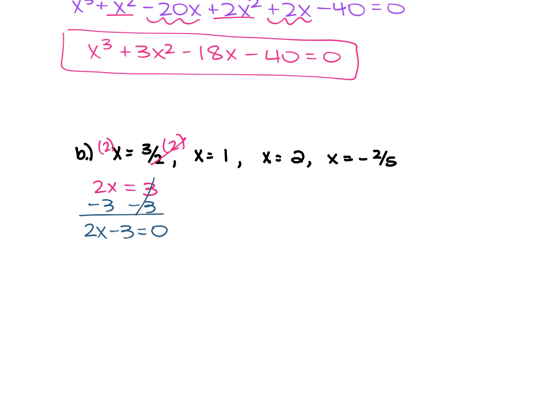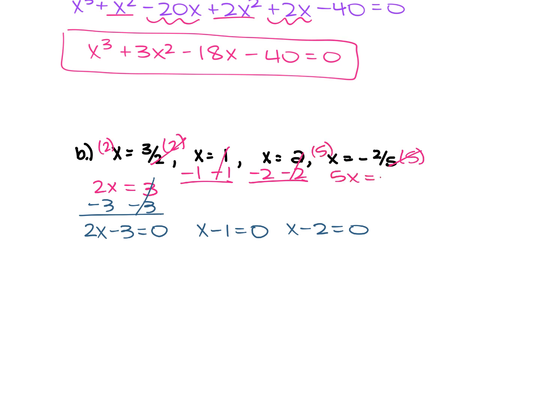For x is equal to 1, we move the 1 over by subtracting it, so we get x minus 1 is equal to 0. For the x is equal to 2, move the 2 over by subtracting it, we have x minus 2 is equal to 0. Now this x is equal to negative 2/5, same thing as the first one. We're going to get the 5 out of the denominator first, so we're going to multiply it by each side. That gives us 5x is equal to negative 2. From here, we move the 2 over by adding it to both sides, and that gives us 5x plus 2 is equal to 0.